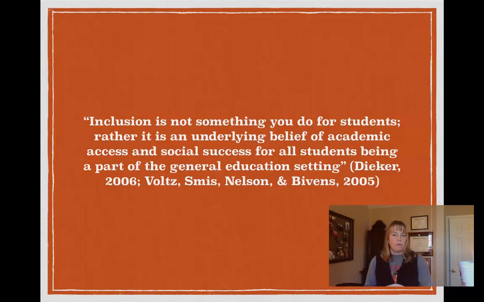So really the foundation for this course is looking at inclusion, right? We've got these students who are in secondary programs that have high incidence disabilities, and we're looking at how do we give them access to the general ed curriculum, which really by definition is how do we implement inclusion in those settings. I love this definition from the book on what inclusion is. So when you look at it, inclusion is not something you do for students. Rather, it's an underlying belief of academic access and social success for all students being a part of the general ed setting.